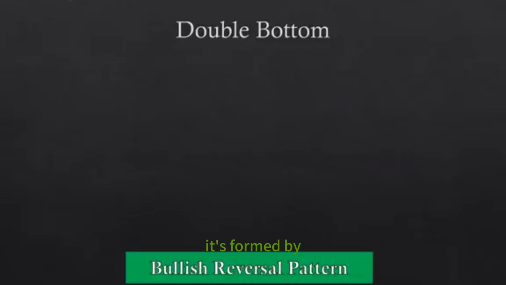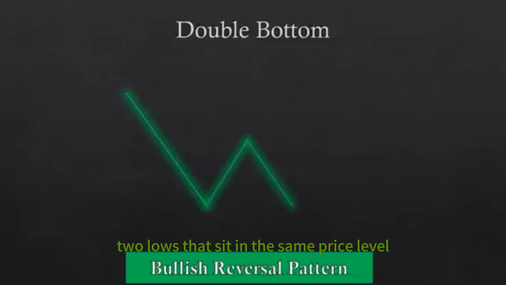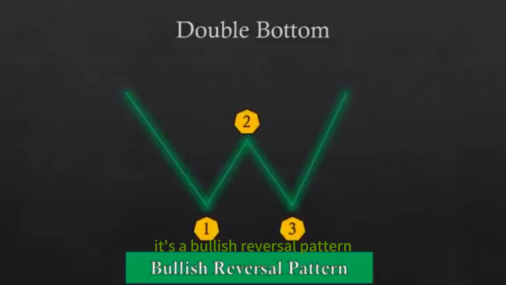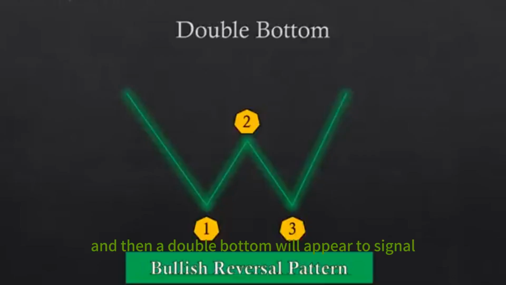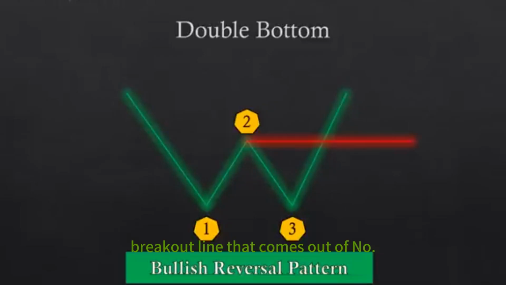It's formed by two lows that sit in the same price level. It's a bullish reversal pattern, so price will be going down, and then a double bottom will appear to signal a reversal to the upside. The double bottom is confirmed when the breakout line that comes out of number 2 is broken to the upside.